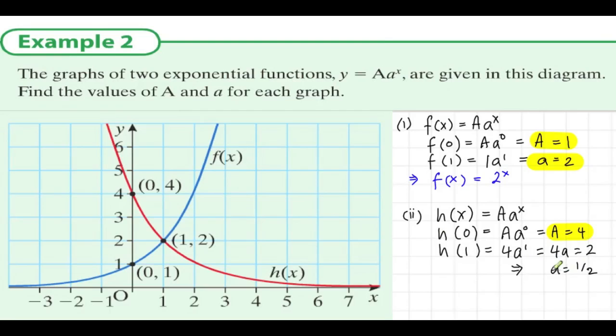So we could rewrite h of x, putting in our values for capital A and small a, and it follows that h of x is equal to 4 times a half to the power of x. Now, a half to the power of x can be rewritten as 2 to the minus 1 times x, or just 2 to the minus x.